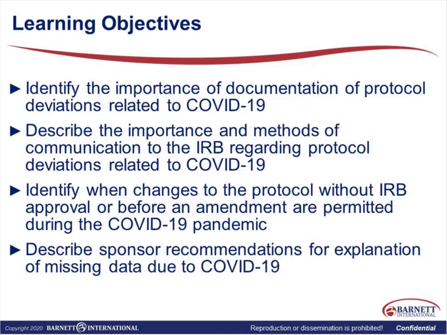At the completion of today's course, you should be able to identify the importance of documentation of protocol deviations related to COVID-19. You should also be able to describe the importance and the methods of communication to the IRB regarding protocol deviations as they relate to COVID-19, as well as identify when changes to the protocol without IRB approval or before an amendment are permitted during the COVID-19 pandemic, and lastly, describe sponsor recommendations for an explanation of missing data due to COVID-19.